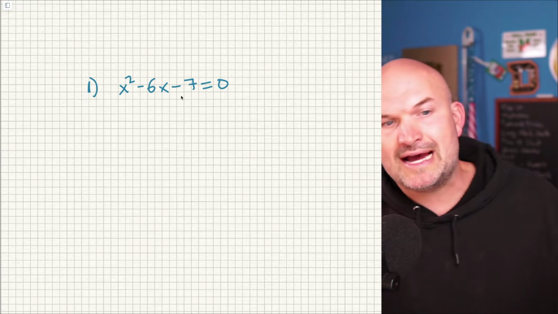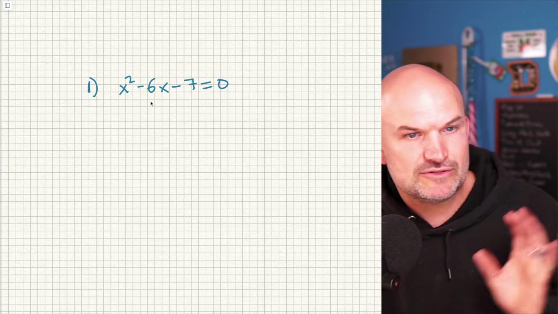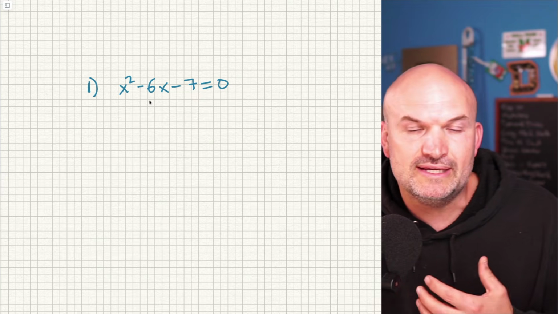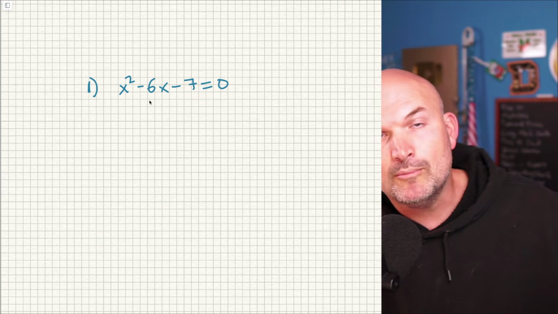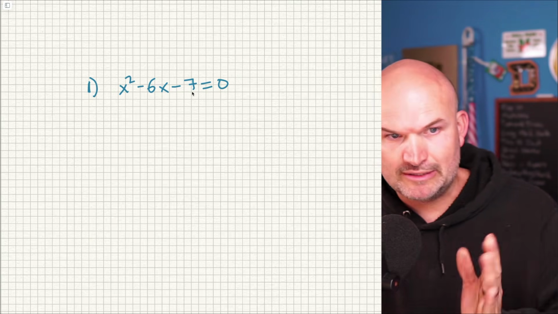So I'm going to break this down step by step. I'm going to explain everything I'm going through, and this will give you a foundation for the process that we're going to use in the more difficult problems. All right, so I have my quadratic equation. It is set equal to 0.